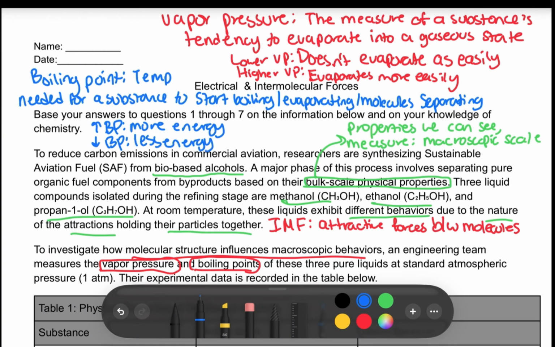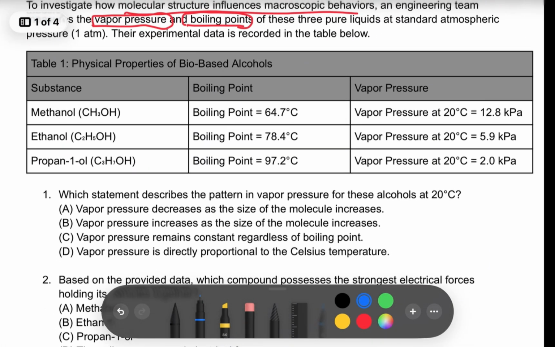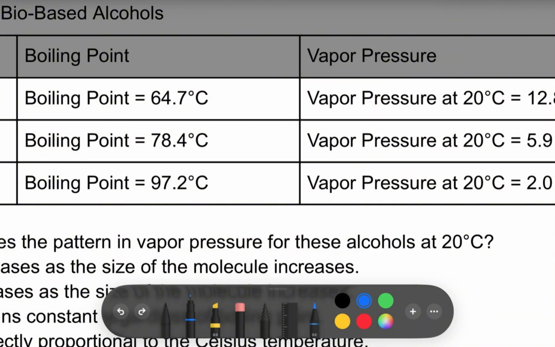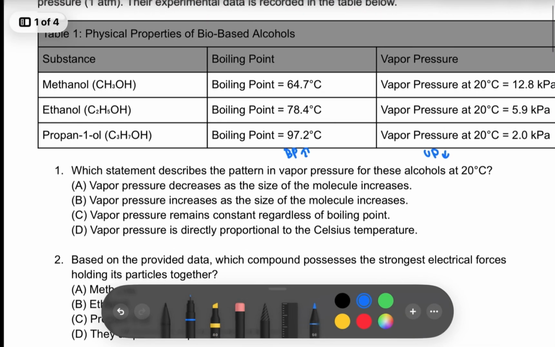So now let's look at the table here. We have methanol, ethanol, propanol, the boiling points, and the vapor pressure. Just to do a quick annotation, we can see that the boiling point is increasing down a column, and we can see that the vapor pressure is decreasing down the column. So now let's look at the question.